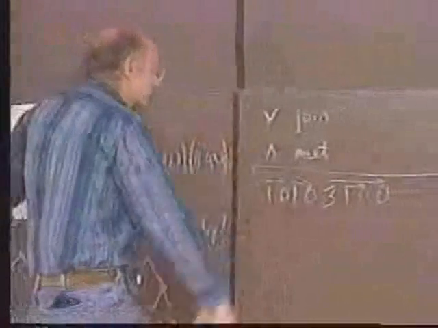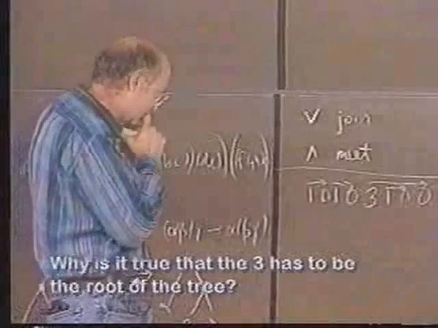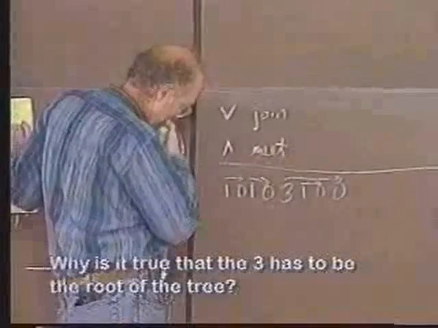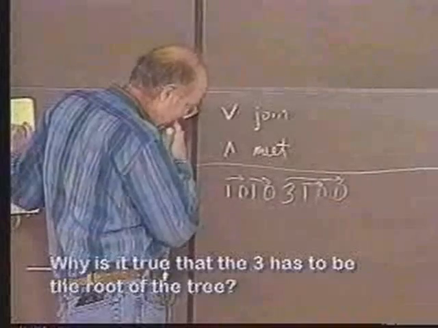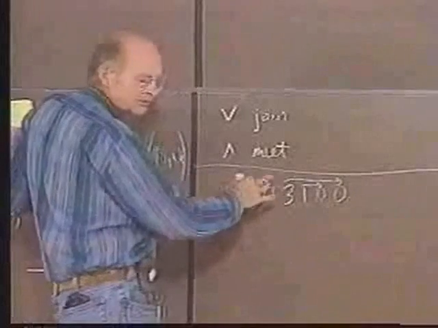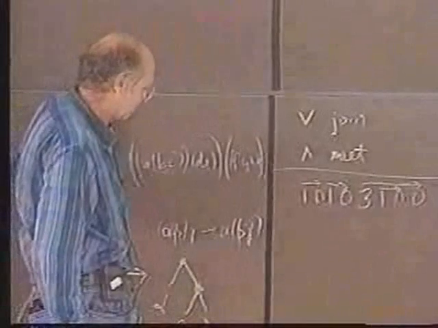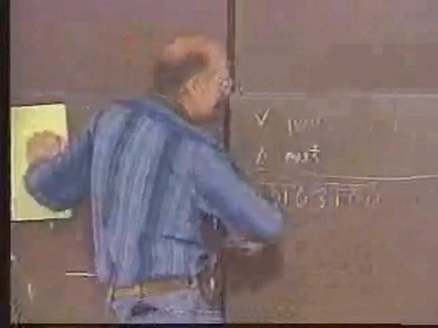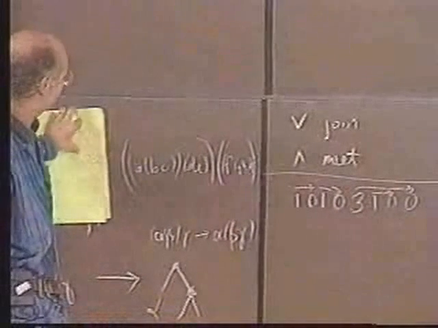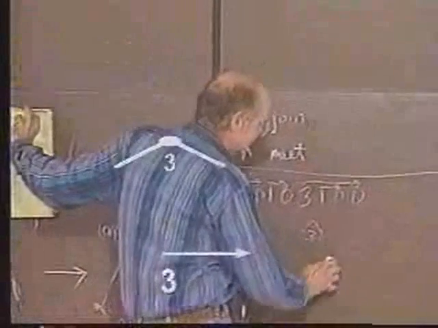Okay, well, now why is it true that this has to be the root of the tree? Well, if somebody included this as a subtree, it would have to have more than three nodes in it, and three is the biggest number. So that was too easy. If I started out with a more complicated example, the largest number isn't always the root of the tree, but in this particular case it is. So anyway, that identifies that three has to be the root of the tree.